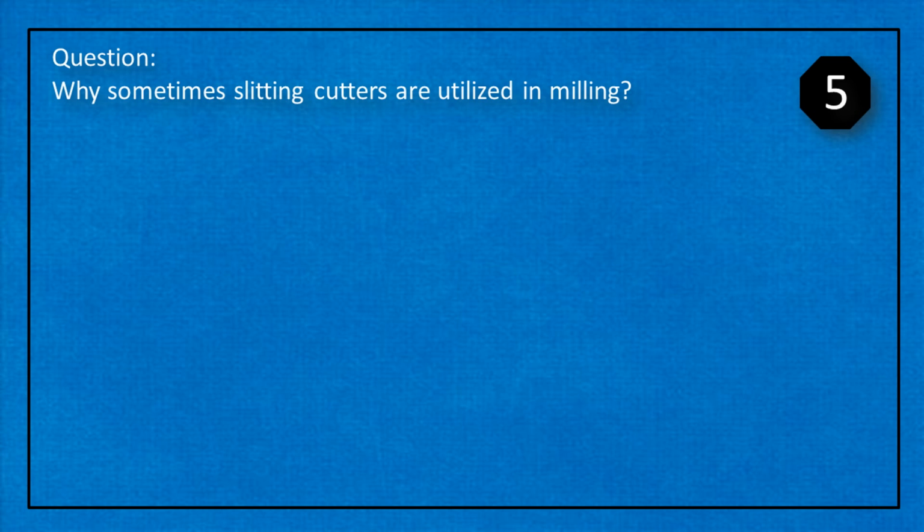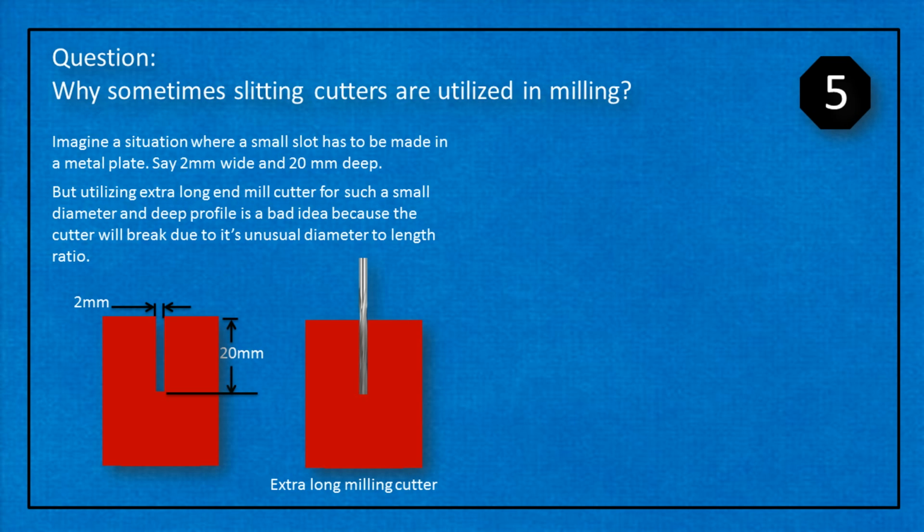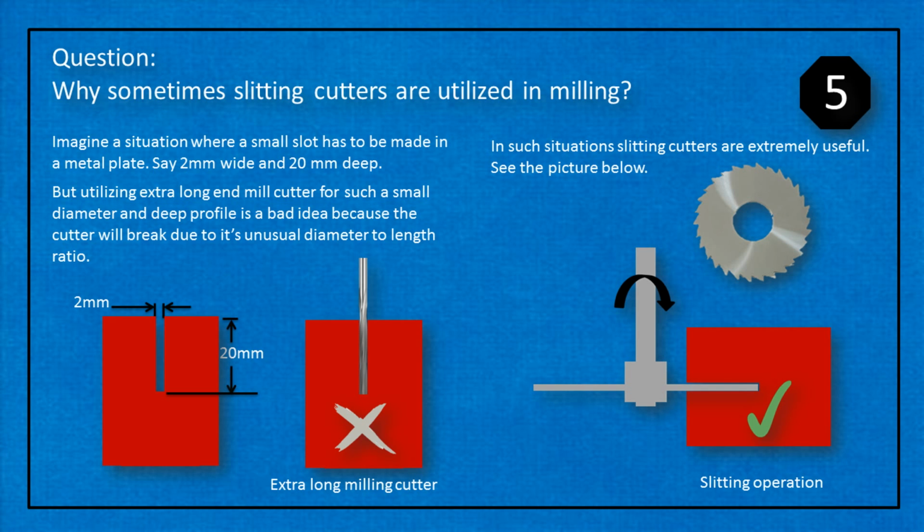Question: why are slitting cutters sometimes utilized in milling? Imagine a situation where a small slot has to be made in a metal plate, say 2 mm wide and 20 mm deep. But utilizing an extra long end mill cutter for such a small diameter and deep profile is a bad idea, because the cutter will break due to its unusual diameter to length ratio. In such situations, slitting cutters are extremely useful. See the picture below.